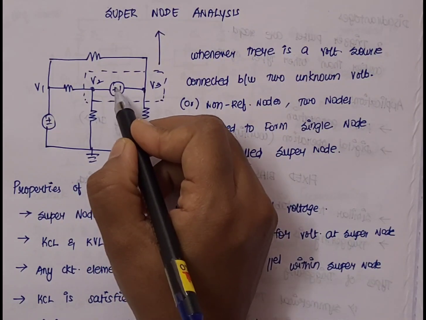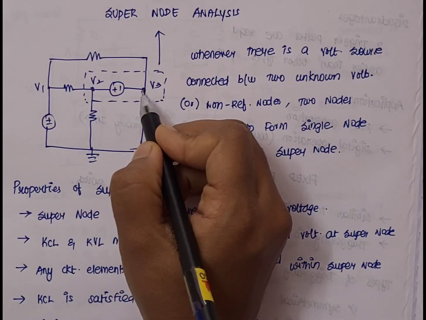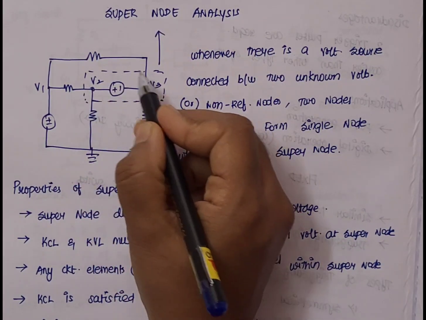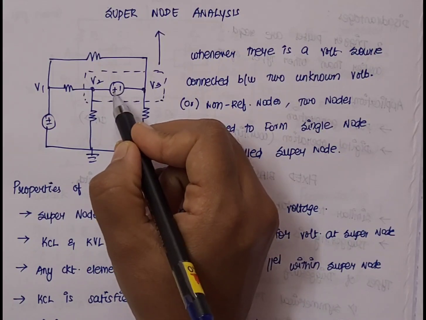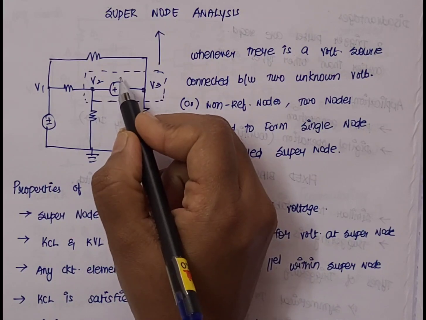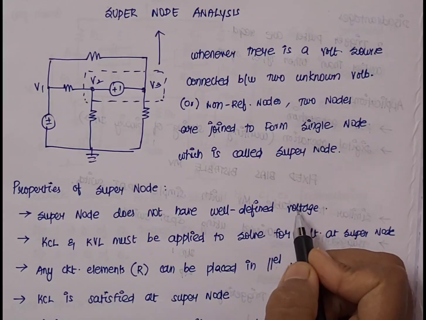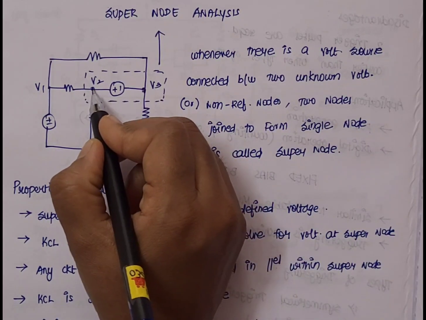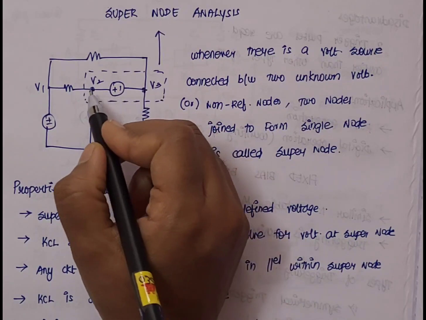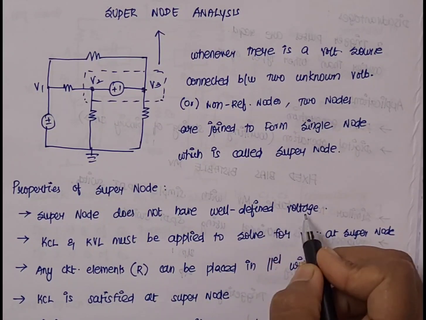So whenever we have a voltage source connected between two non-reference nodes or two unknown voltages, we have to apply super node analysis. That is, we consider these nodes together forming a super node. So V2 and V3 will be considered together as a single node, which is called a super node. The properties of a super node are: the super node does not have any well-defined voltage. Here we are combining both nodes V2 and V3 into a single node, which means we cannot predict whether it has a value of V2 or V3. That is why it is mentioned that it does not have any well-defined voltage.